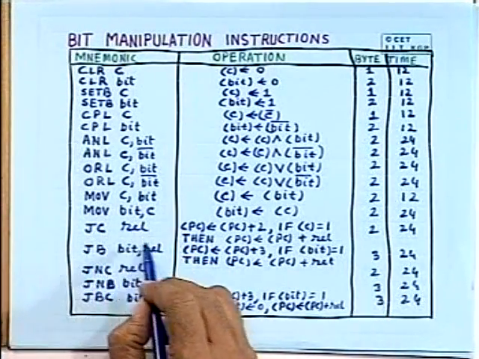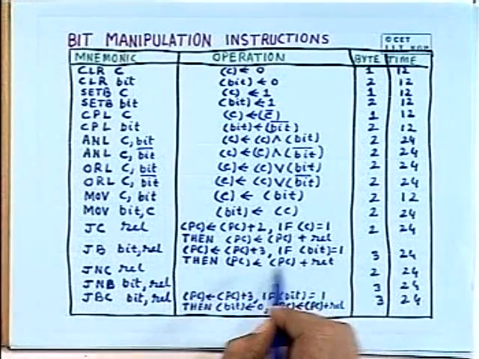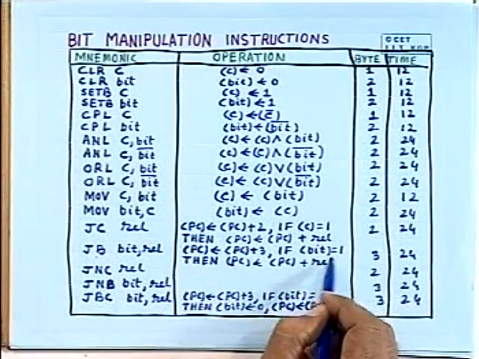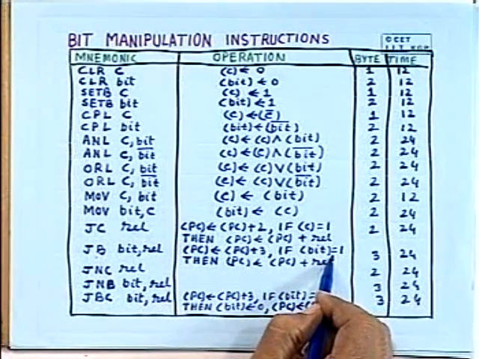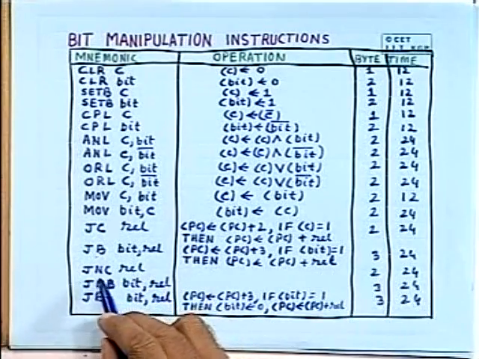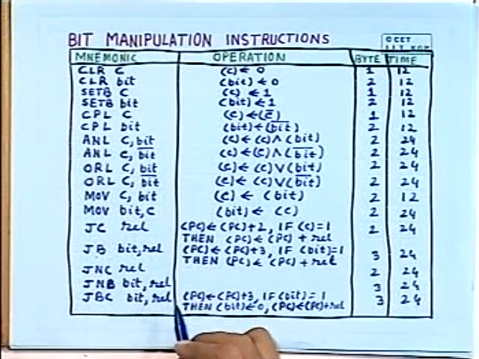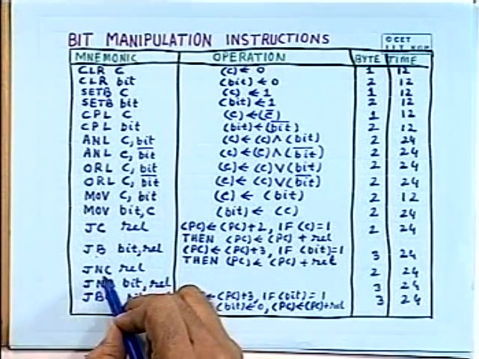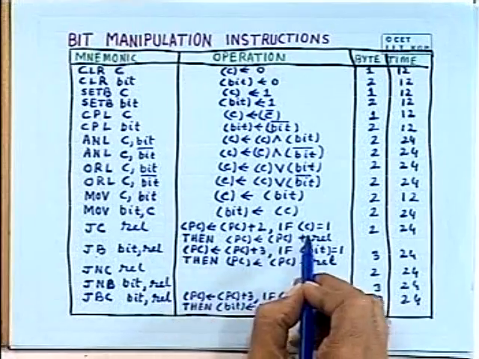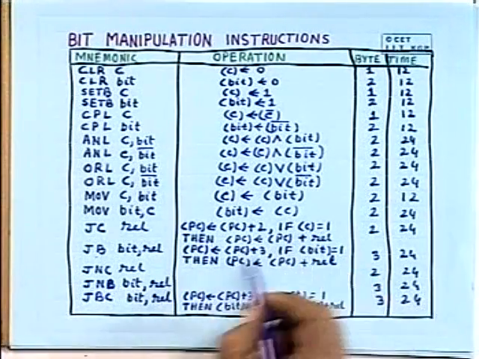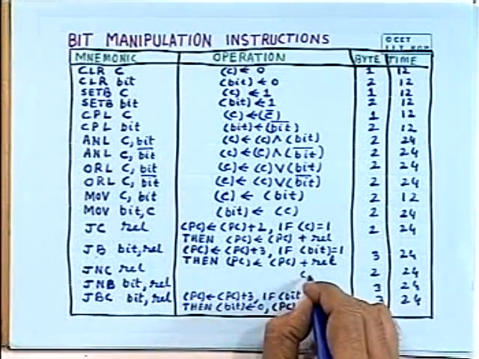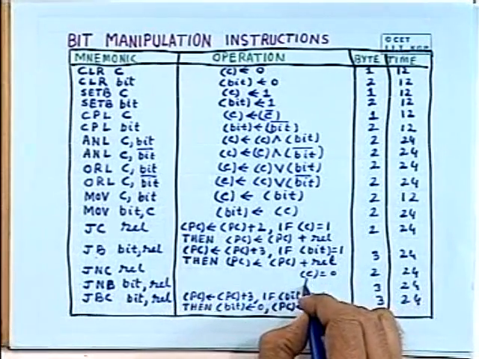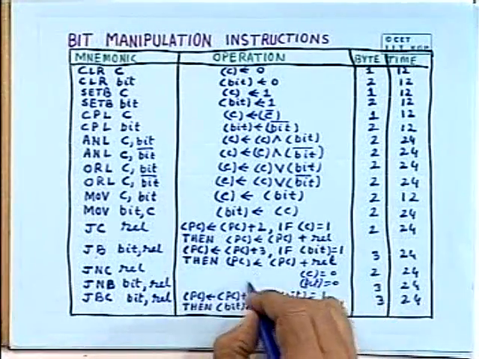Then jump carry relative by using relative address. Jump if this bit is set, then if bit is equal to 1, then you do the jump operation to the relative address. Here jump not carry, that means this jump will take place if the carry bit is 0. Here the carry bit was 1, in this case the carry bit will be 0, rest of the thing is same. Here also that bit will be 0, rest of the thing will be same.